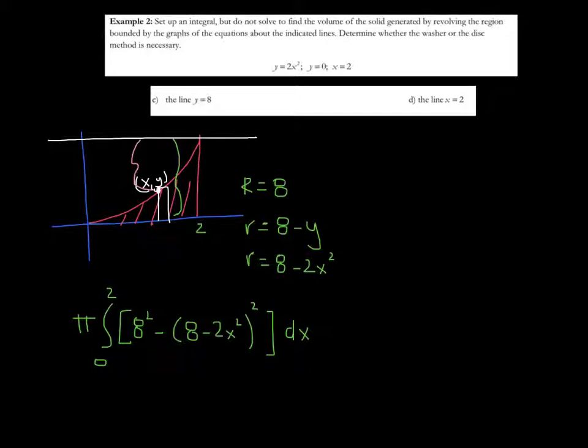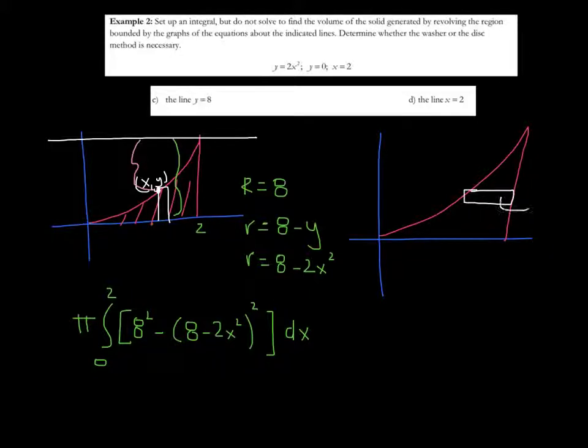All right, and then part D, we're going to wrap this thing around, this time, the line x equals 2. So let's see what we have here. Once again, we have the same curve, and now we are taking this and we are rotating it around the line x equals 2. So we are going to use this time a horizontal strip. So x comma y.